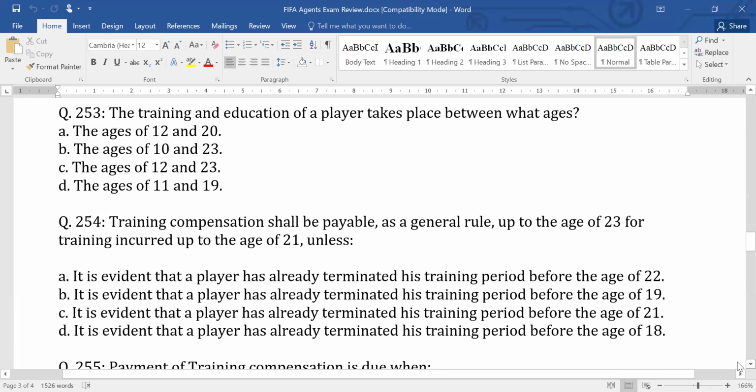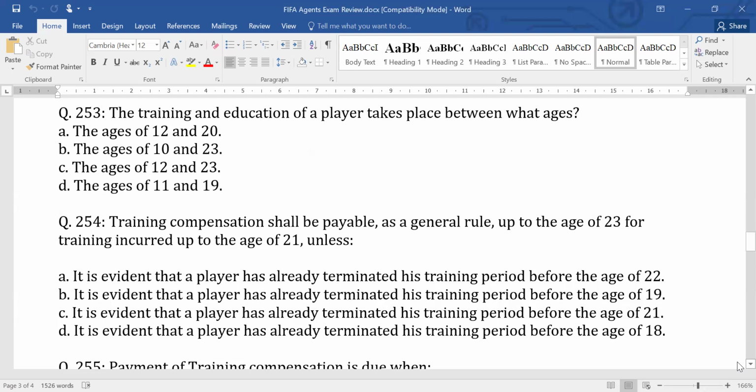Now, the training and education of a player takes place between what ages? Between the ages of 12 and 23. Sometime you might see this kind of question, and they will say between the ages of 12 and 21. Take note, please, that 12 and 21 is only considered when training compensation is being paid to clubs. So the training usually takes place between 12 and 23.